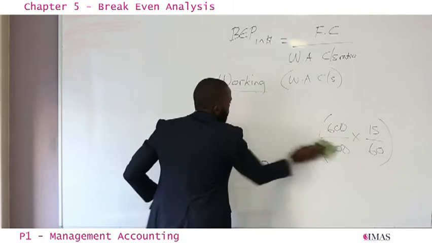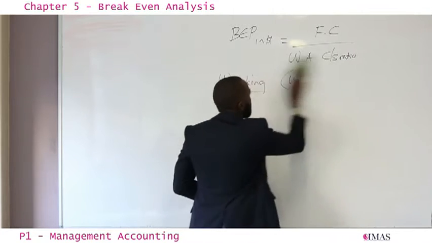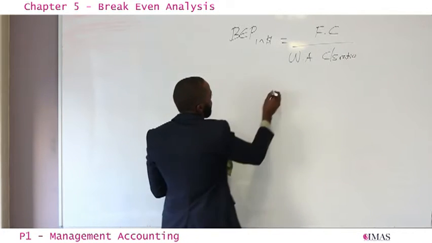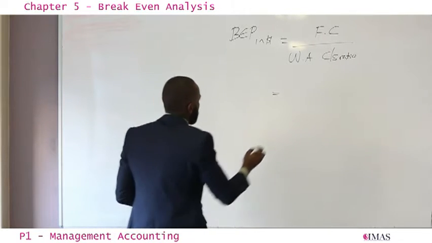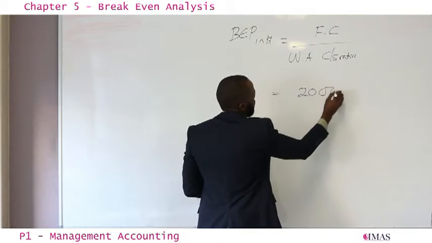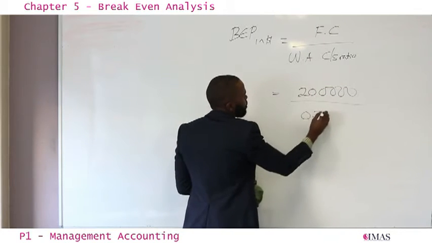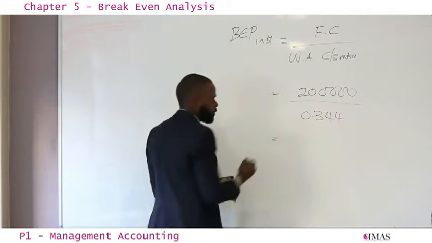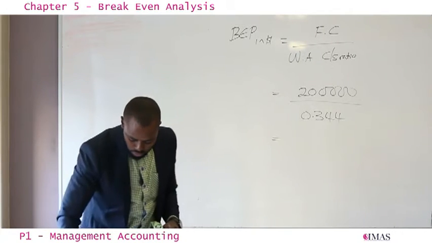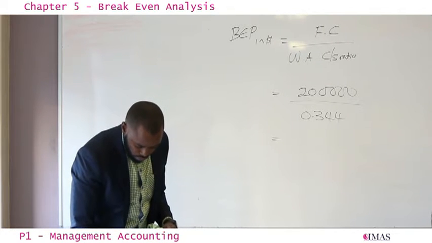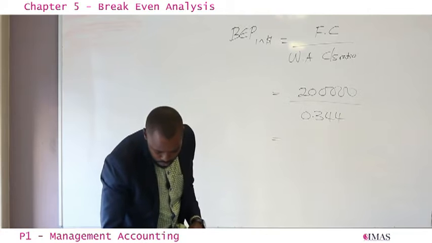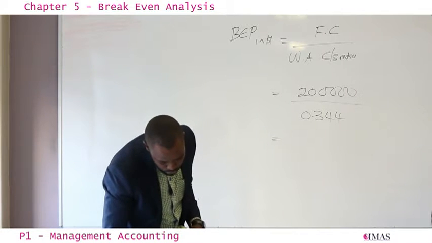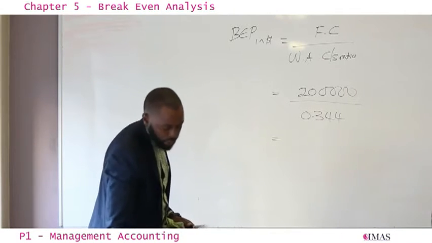Now once we have the 0.344, we can go back to our formula. We take our fixed cost of 200,000, divided by 0.344. So we get 581,395. So to the nearest thousand, we're going to get 582,000.